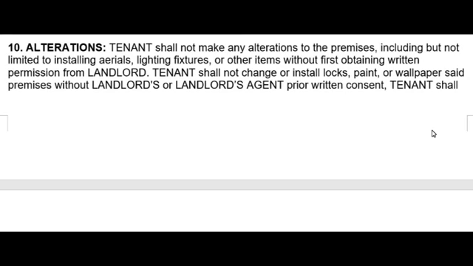10. Alterations. Tenant shall not make any alterations to the premises, including but not limited to installing aerials, lighting fixtures, or other items without first obtaining written permission from landlord. Tenant shall not change or install locks, paint, or wallpaper said premises without landlord's or landlord's agent prior written consent.